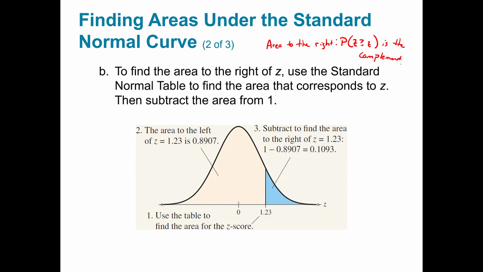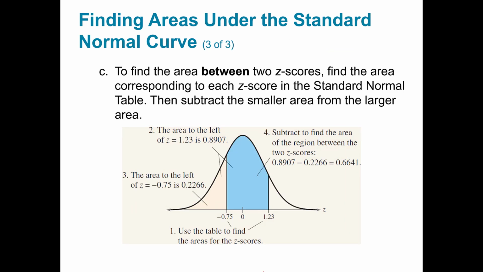So say, for example, we want to find the area to the right of 1.23. Then we still sketch our z distribution, draw our 1.23 where it is, and shade in on the right-hand side. But when we look it up on the table, we get 0.8907. So we want area to the right. Because right is the complement of left, we just subtract from 1 to get our probability. So the area to the right of 1.23 is 0.1093.